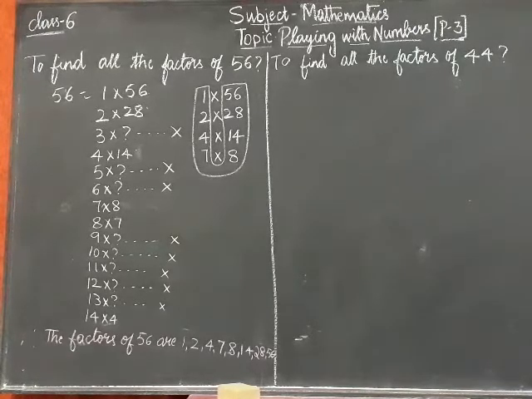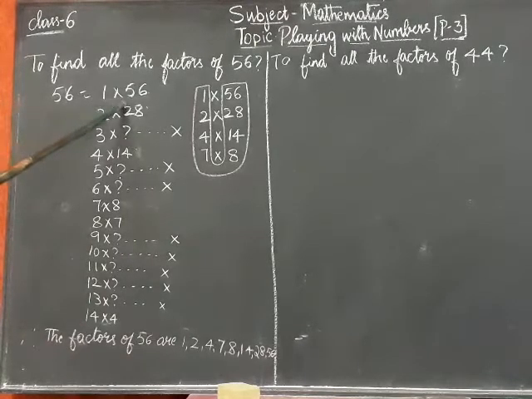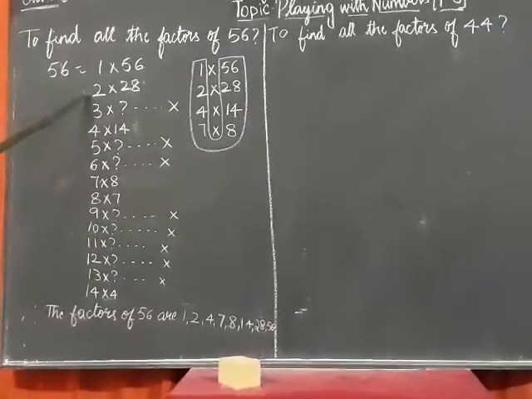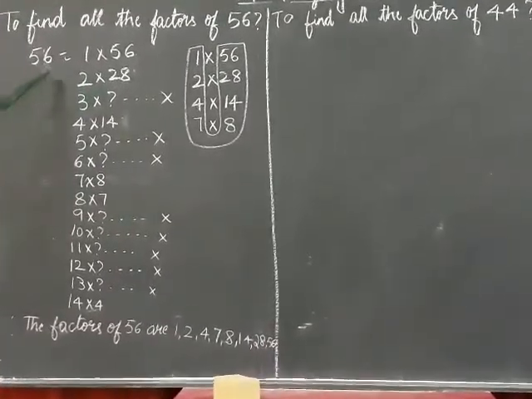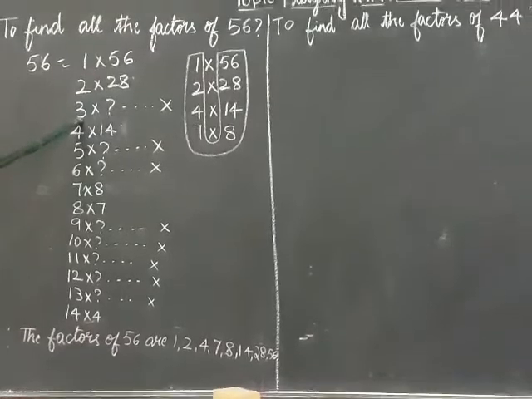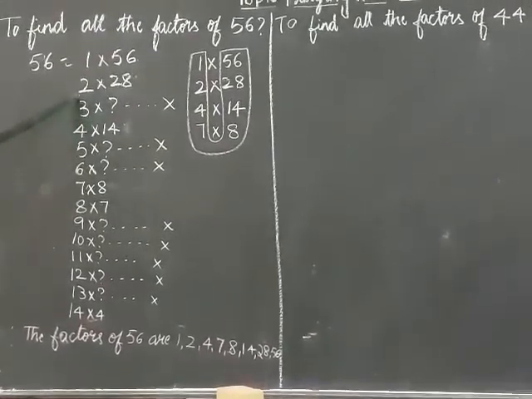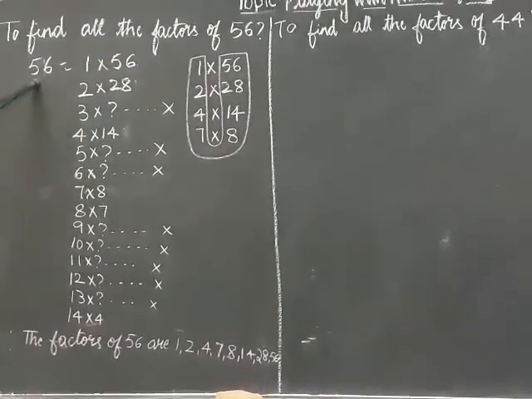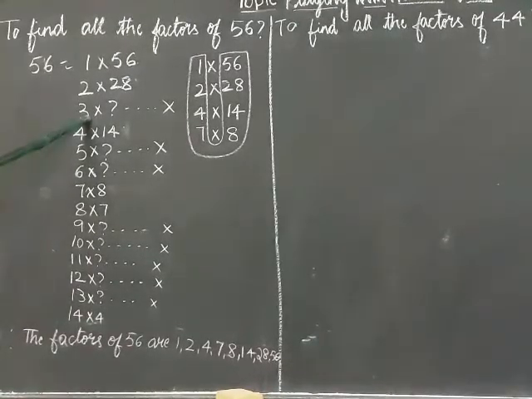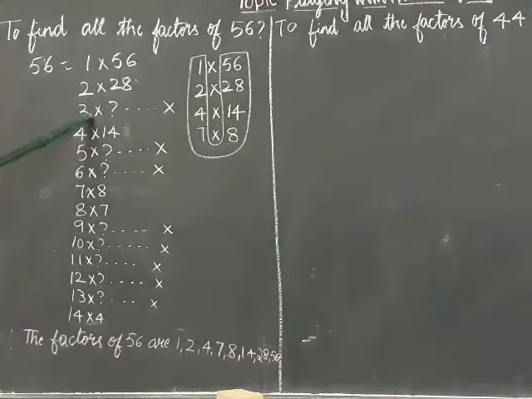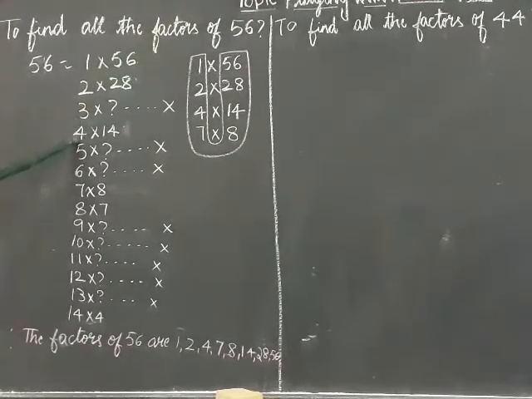Now let us find out the factors of 56. Obviously 1 into 56 gives you 56. Next natural number is 2. 2 into 28 gives you 56. Next natural number is 3. 3 can't divide 56. If we divide 56 by 3, we don't get remainder as 0. So 3 is not a factor of 56. Next 4 into 14 we get 56.